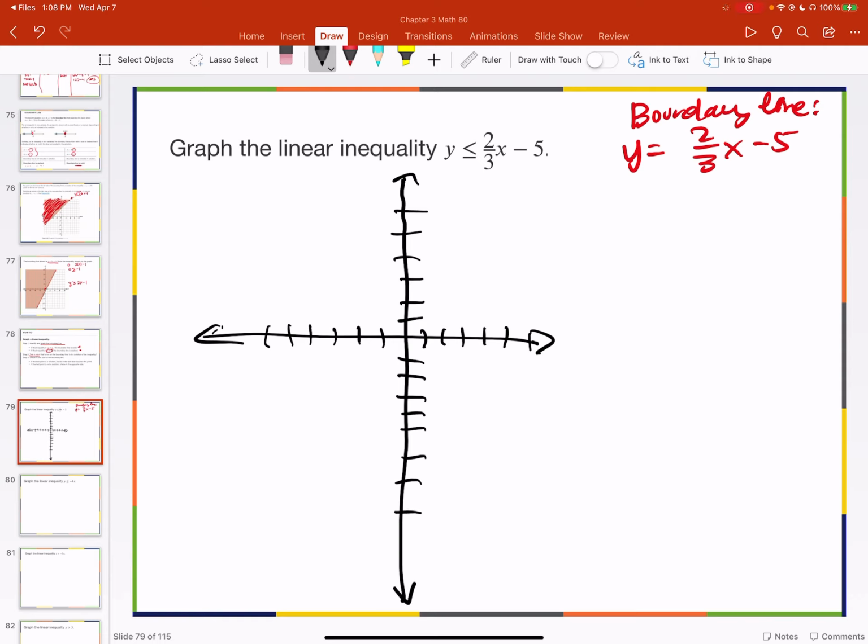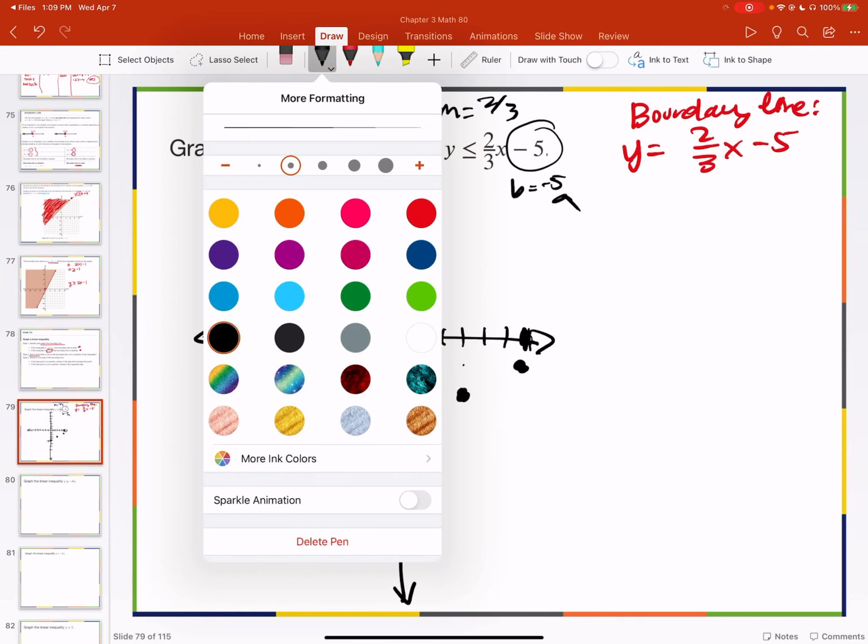So what's my b is -5 and my m is 2/3. So my starting point is right here, -5. That's my starting point. Then my slope is 2/3. So I'm going to go up 2 over 3, here, up 2 and then over 3, then up 2 and then over 1, 2, 3 here. Okay, something like that. So then, is it solid or dashed?